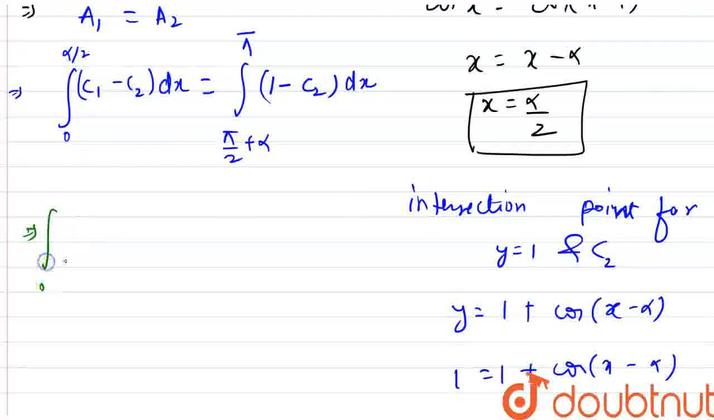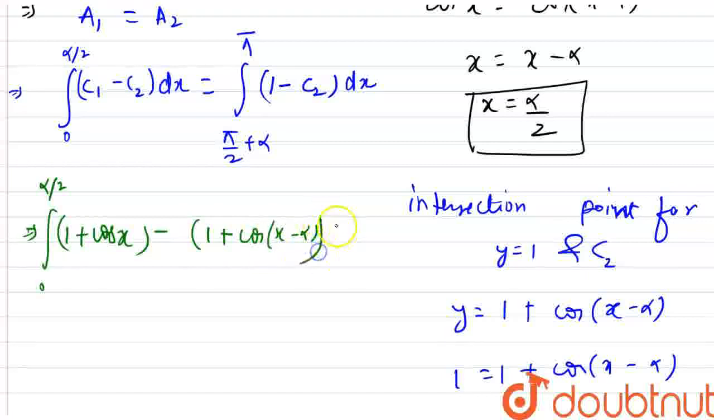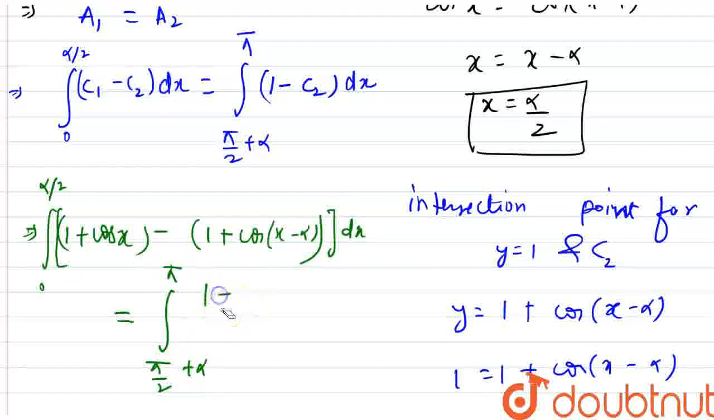Now I'm going to put all the values of c1 and c2 here, so it will look like integration 0 to alpha by 2 of c1, which is 1 plus cos x as given in the question, minus c2, which is 1 plus cos x minus alpha as given in the question, dx. And this will be equals to integration pi by 2 plus alpha to pi of 1 minus c2, which is 1 plus cos x minus alpha, dx. So this is my second area.